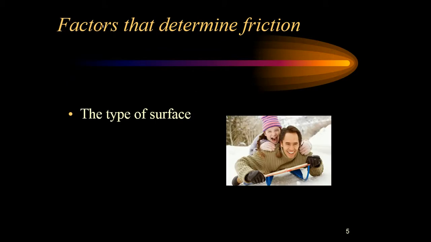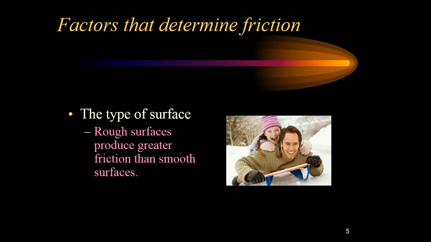Imagine you're going sledding, and you take your sled and you go down a nice, smooth, snowy hill. Nice and fast, right? Then imagine taking that same sled and going up to the top of a concrete sidewalk hill. Not so fast. Yeah, because rougher surfaces produce greater friction than smooth surfaces.